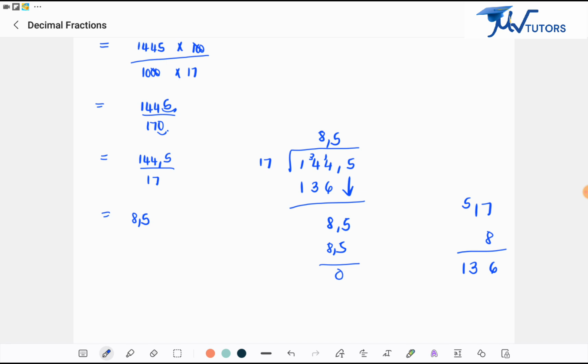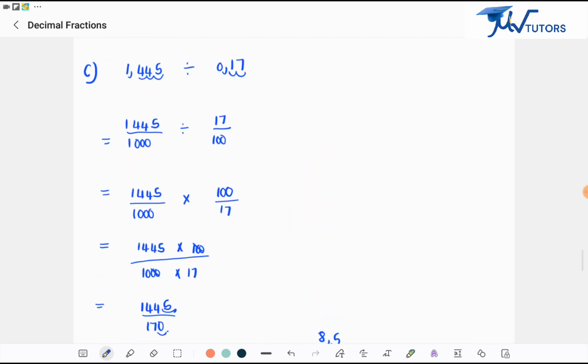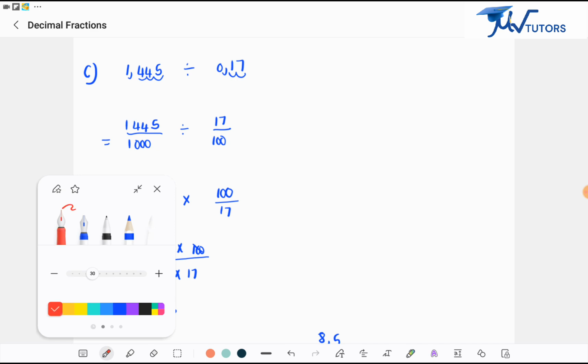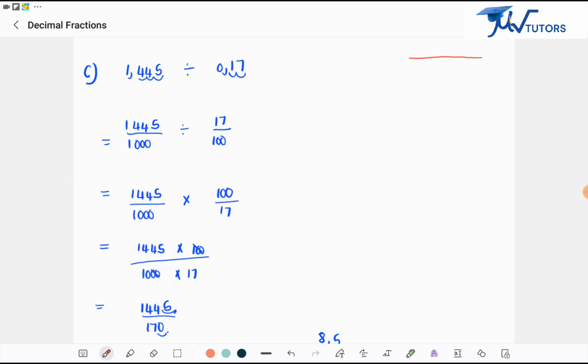I really hope I did not confuse you there. But yeah, basically if you're going to turn this 1,445 into a common fraction, it'll be 1,445 over 1,000. If you from the get-go wanted to use long division, you would then say 1,445 divided by 0,17.